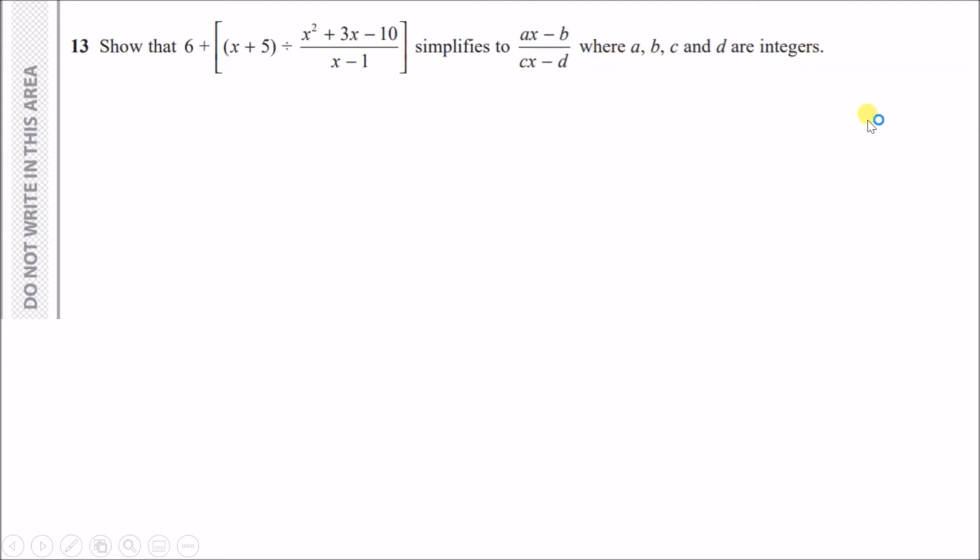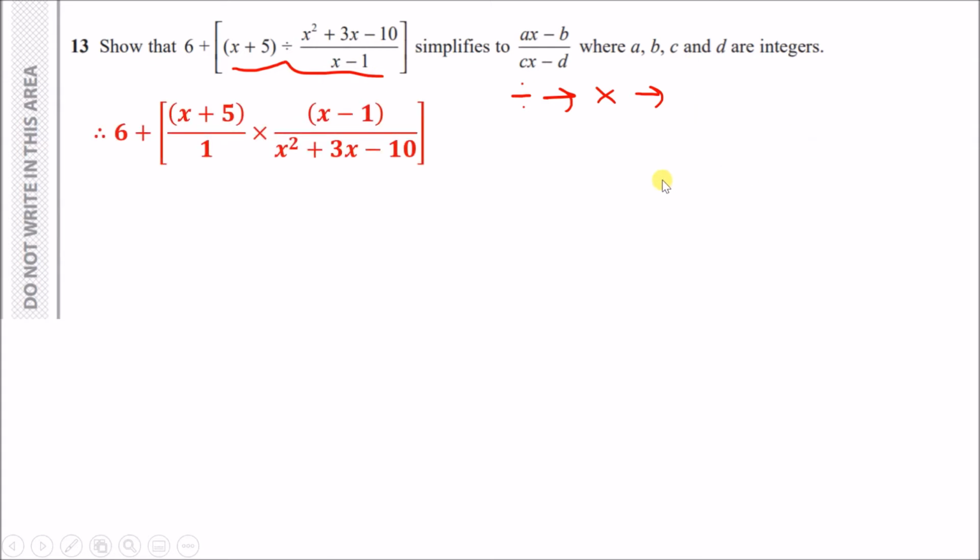Now, what I would personally do, guys, is literally ignore the 6 plus for a second, yeah? Let's just work inside the bracket and try and apply the rules. Now, the first thing we need to know is that because you've got a little division sign here, division literally means times, but flip the other fraction upside down. So we're going to have to flip this upside down. It will look a bit like that.